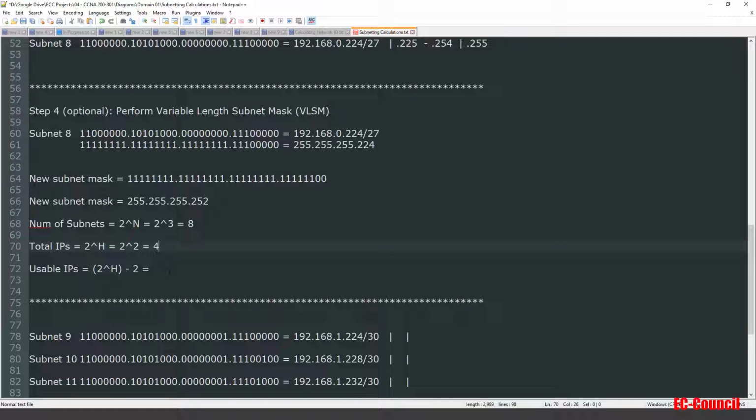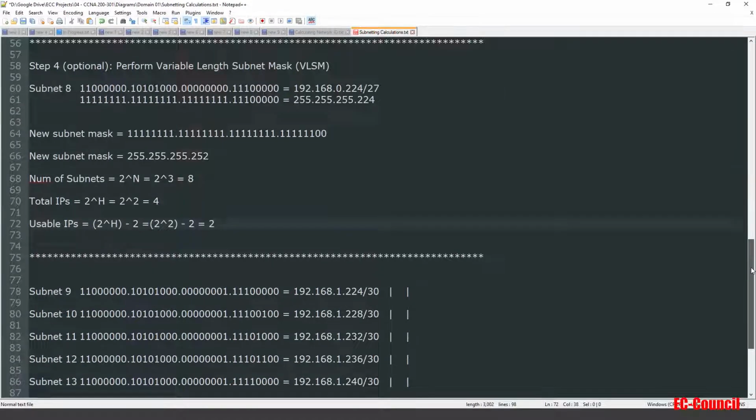However, it's important that we calculate usable IPs, which is 2 to the power 2, and then of course we need to minus the network ID and the broadcast IP. So minus 2, the result will be 2. So excellent, our formula is perfect. Now let us continue to the next step to actually calculate our networks and our ranges.